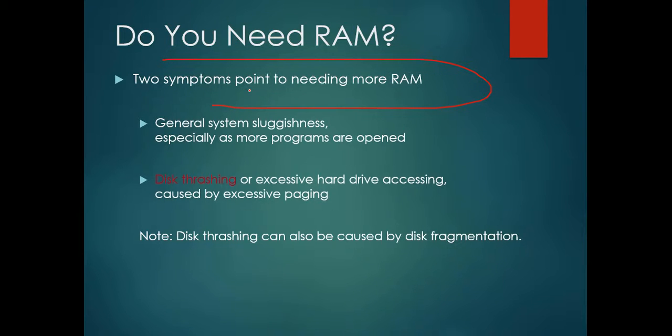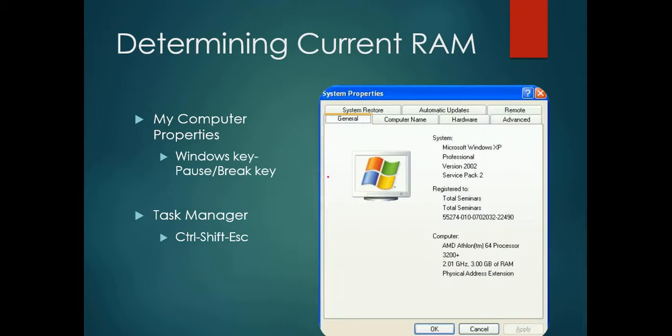There are two symptoms: general system sluggishness, especially as more programs are opened, and disk thrashing, which is excessive hard drive accessing caused by excessive paging. But disk thrashing can also be caused by disk fragmentation. So there are various things, like a doctor judges a patient. You have to judge whether your system, which is the patient, needs a proper medicine if you find all these things.